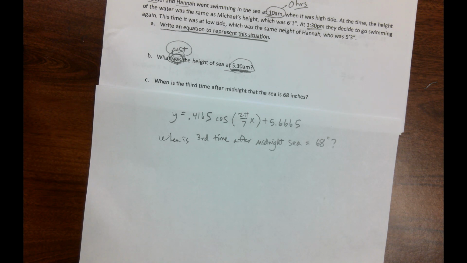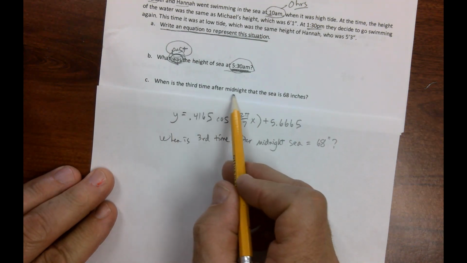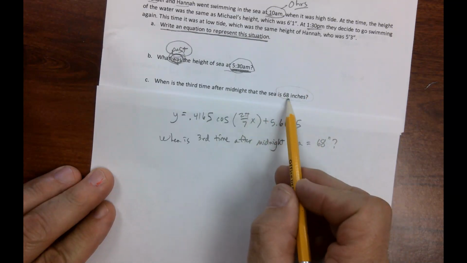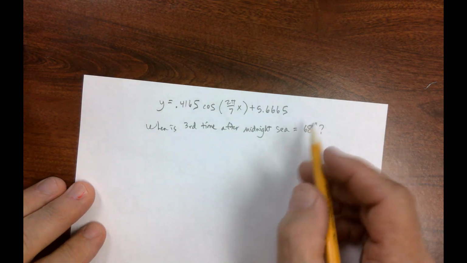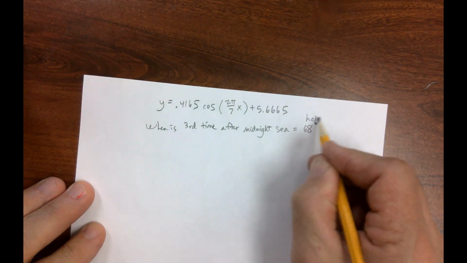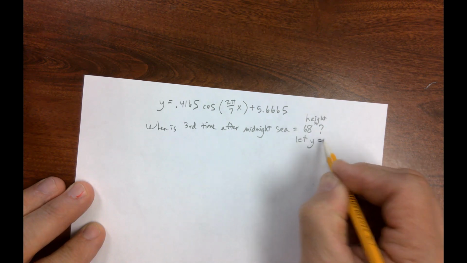All right, grand finale, part C. It says, when is the third time after midnight that the sea is 68 inches? So I'm going to get rid of this and just concentrate on this, and let's have a talk. So this is talking about the height. So they're really saying let the height, or y, equal 68 inches.